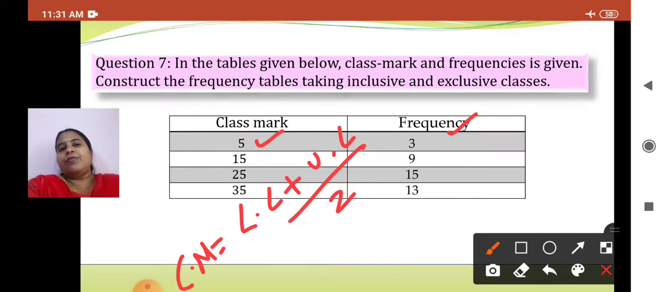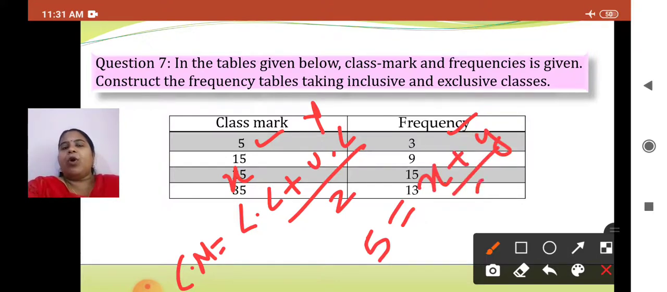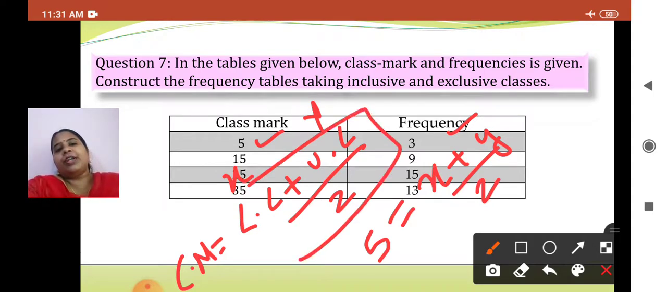So what we will do is, we will assume lower limit as x and upper limit as y. And class mark for the first class is what? 5. So we get 5 is equal to x plus y upon 2. I hope you are understanding this. This is a basic definition that I am using, that class mark is lower limit plus upper limit upon 2. I am going to assume in this sum lower limit x and upper limit y, correct?